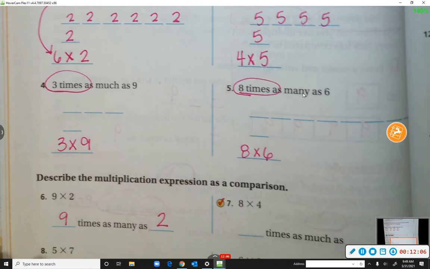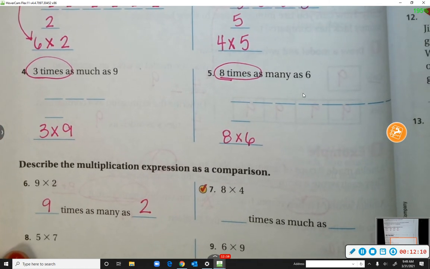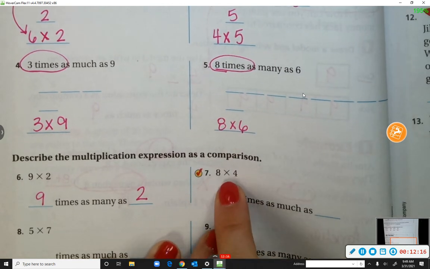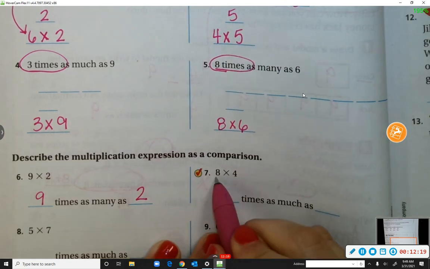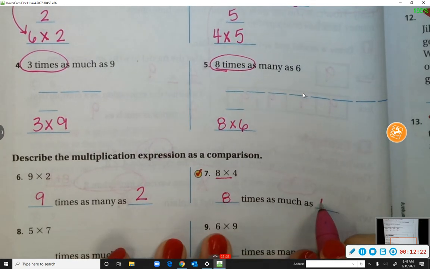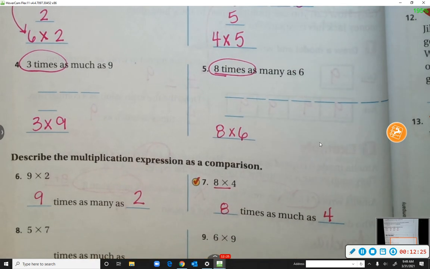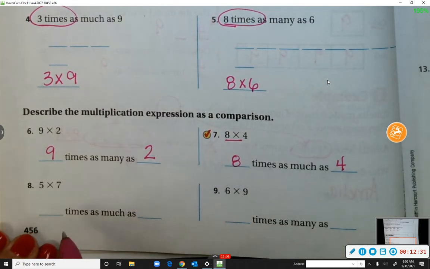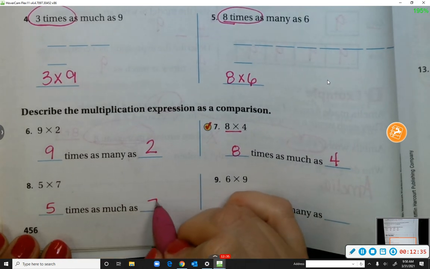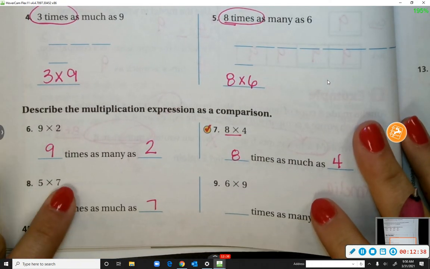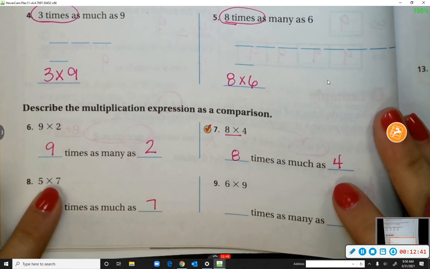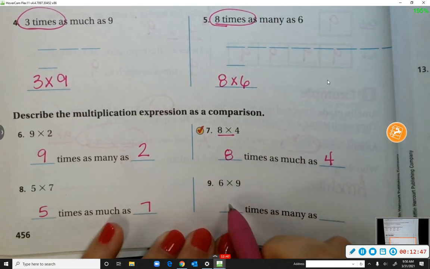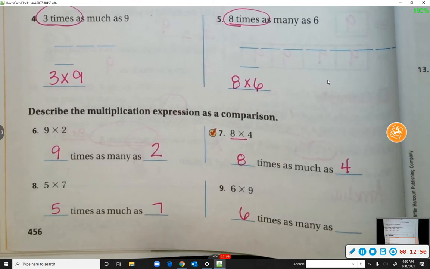Number 7. 8 times 4 means? We're over here, guys. 8 times as much as 4. Good. 8 times as much as 4. Okay, number 8. 5 times 7 means? 5 times as much as 7. So notice it's in the same exact order that the expression is in. 5 times 7 means 5 times as much. 6 times 9 means 6 times as many. Good.